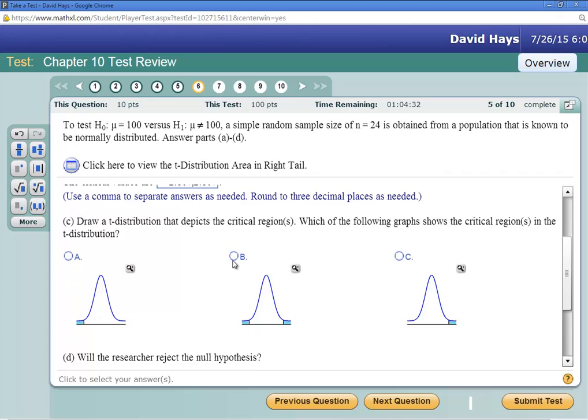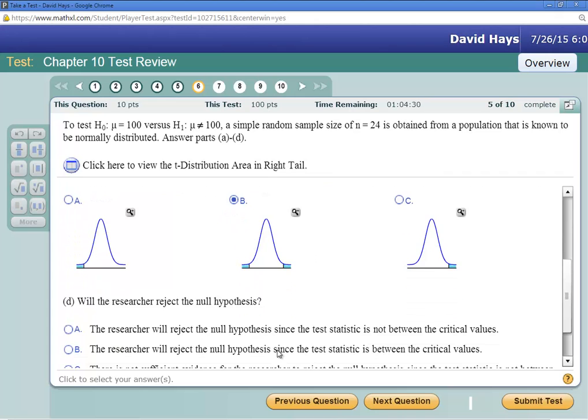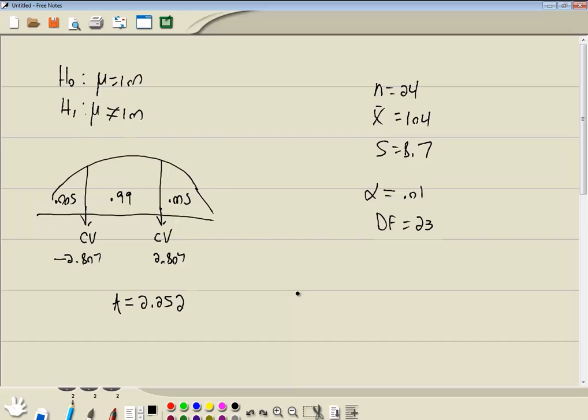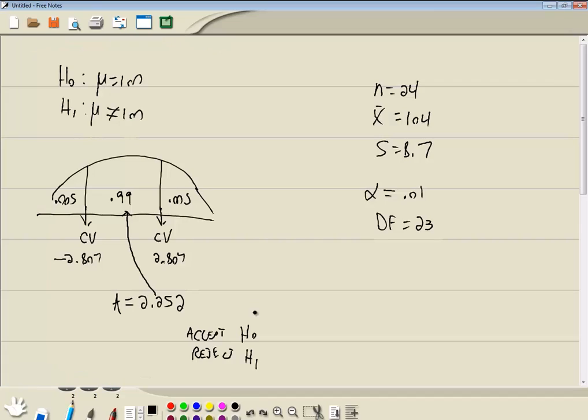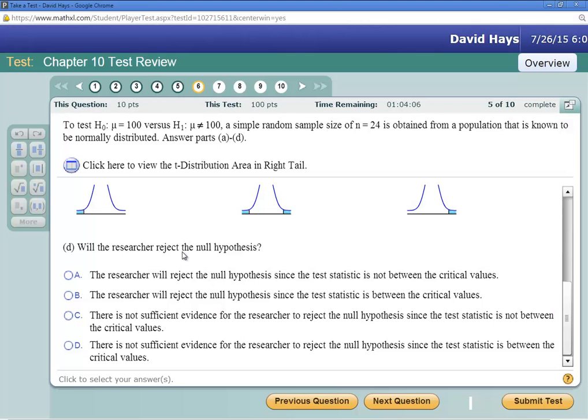Okay, we got 2 tails right there. Now to the tricky part, the wording. My test statistic would fall in the middle here, in the main body. That's our accept region for H naught, or do not reject, which means we'll reject H1. Okay, what's it saying? Will the researcher reject the null hypothesis? No, we're accepting it. So the answer is no.